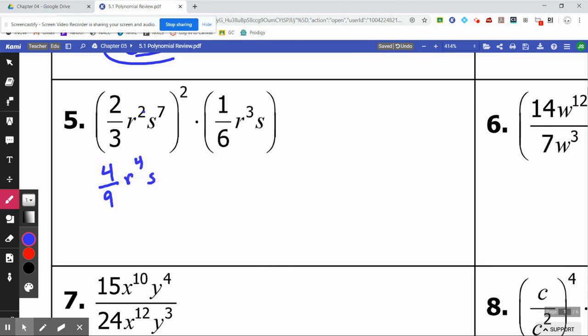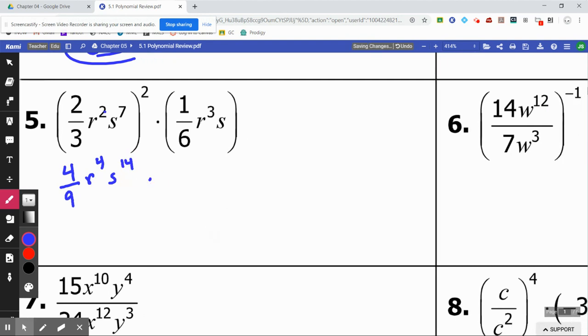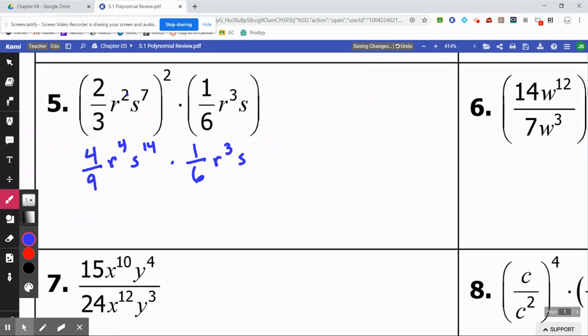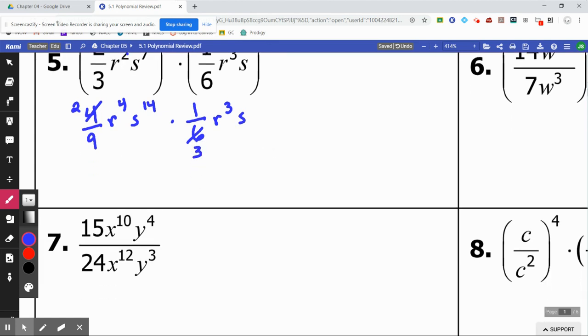S to the seventh to the second, multiply 7 times 2 gives you 14. Times, these second set of parentheses are really not necessary. 1/6 R to the third S. Multiply together what you can. 4/9 and 1/6, we can cross cancel there. Divide by 2, divide by 2. And that gives you a 2 over 27 when you multiply the fractions.